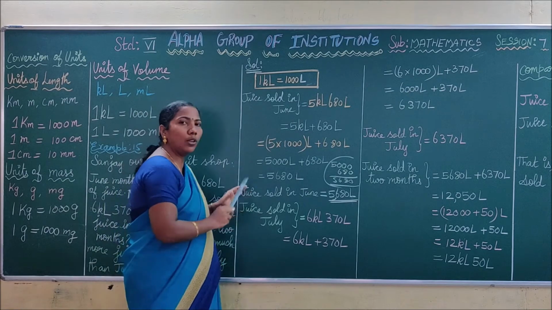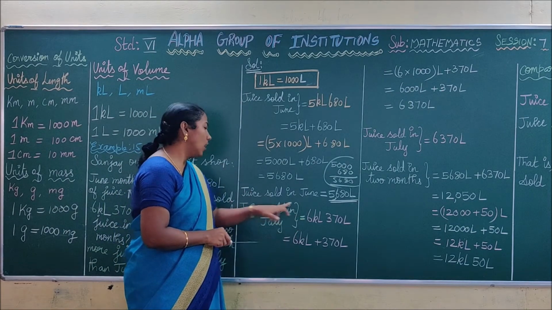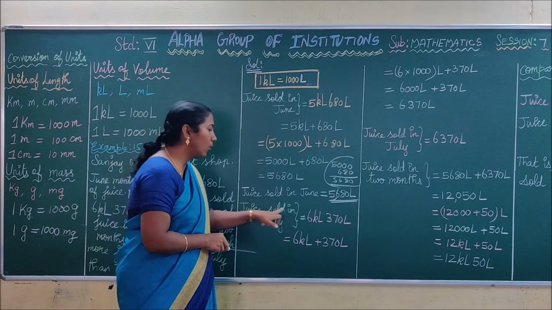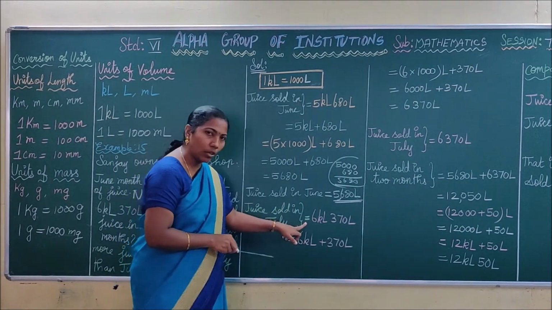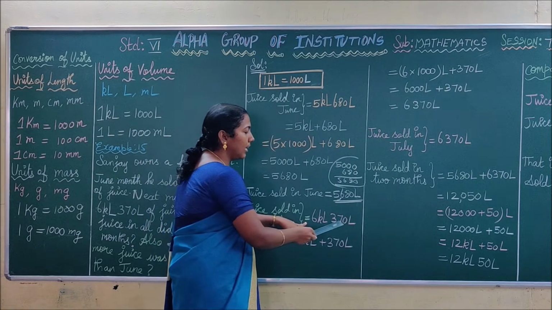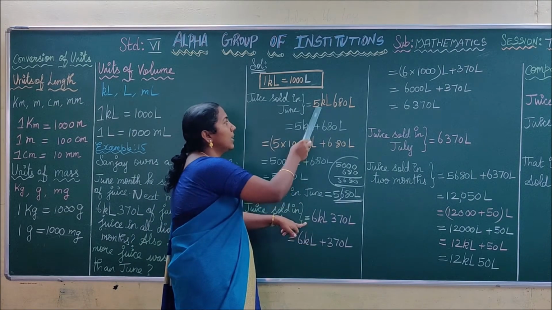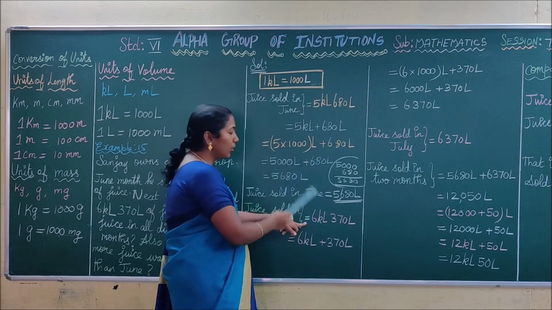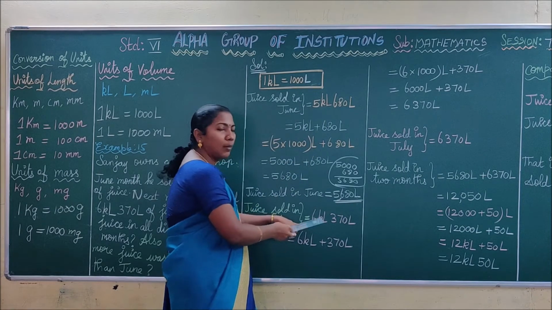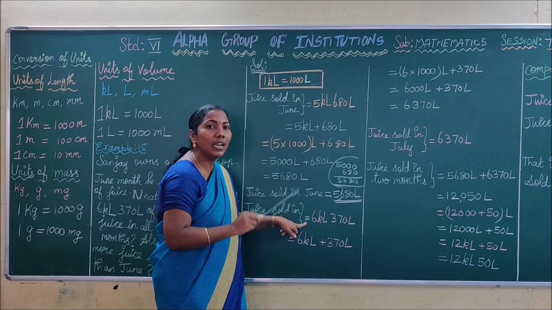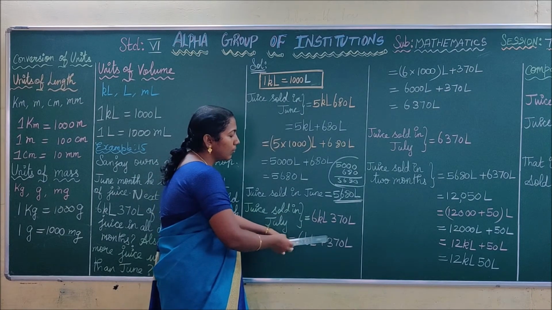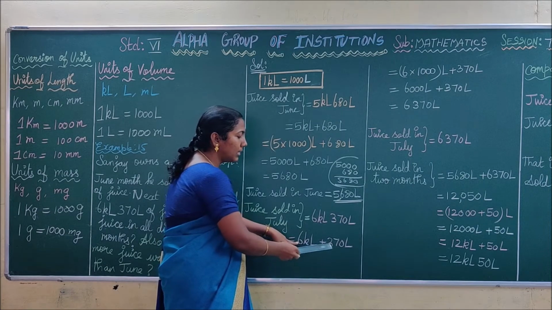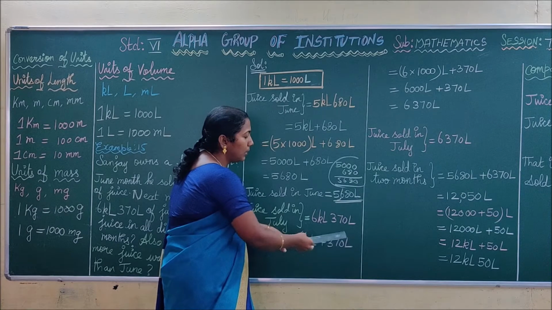Similarly, next we are going to convert the values of juice sold in the month of July also. So you have to write juice sold in the month of July is equal to 6 kiloliter 370 liter. Similarly, here we converted 5 kiloliter as 5,000 liter. So you can easily say 6 kiloliter can be converted into 6,000 liter. First, we have to split this into two terms: 6 kiloliter plus 370 liter. Keep this term as it is.